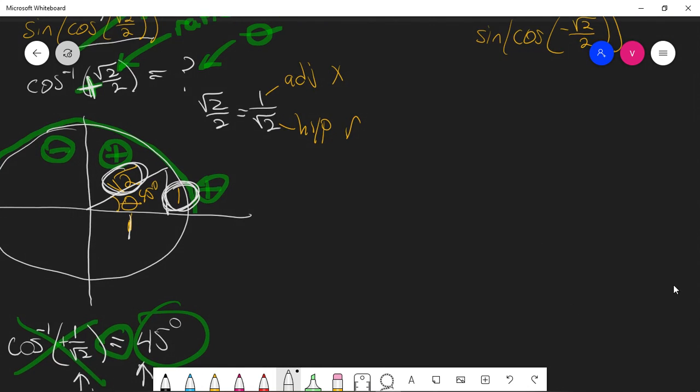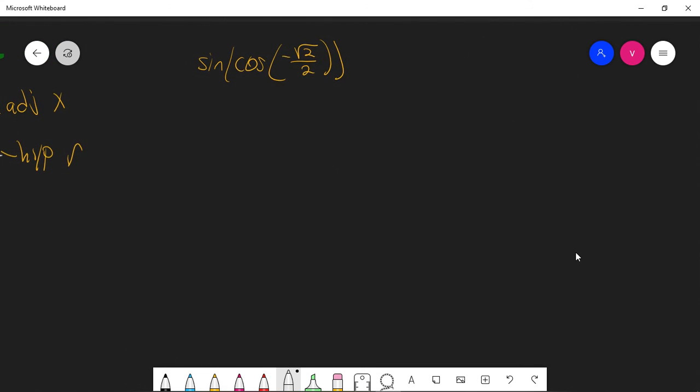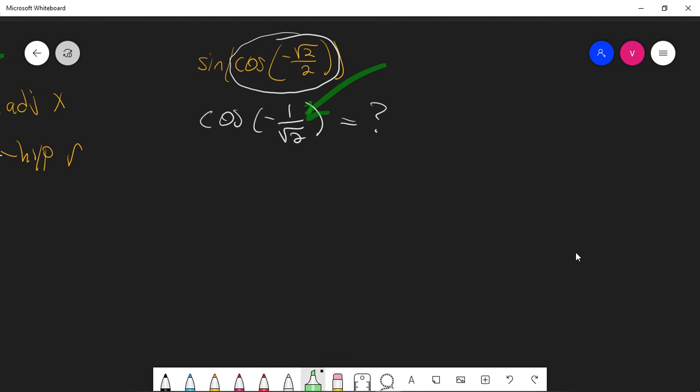Okay, let's try one more here, and then we'll switch to a second video where I'll have a little bit more mixing up going on. So again, we're going to work the inside. So let's work that out. The sine of cosine inverse of, let's just go ahead and write it like this, negative 1 over root 2. We're working the inside of the parentheses. So we know that this is the ratio for a cosine inverse.